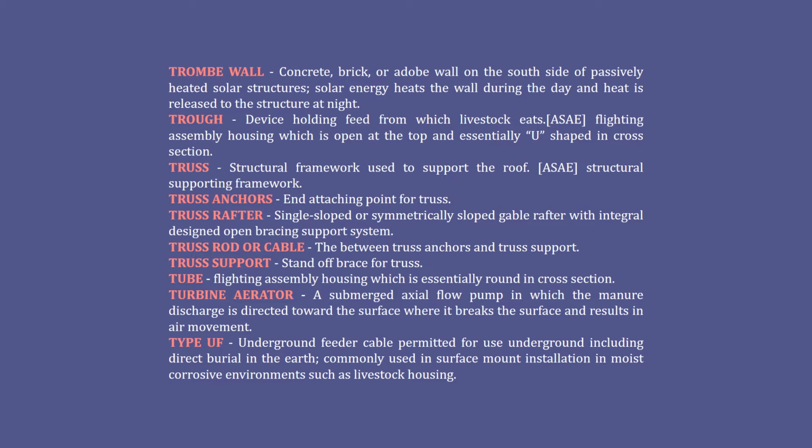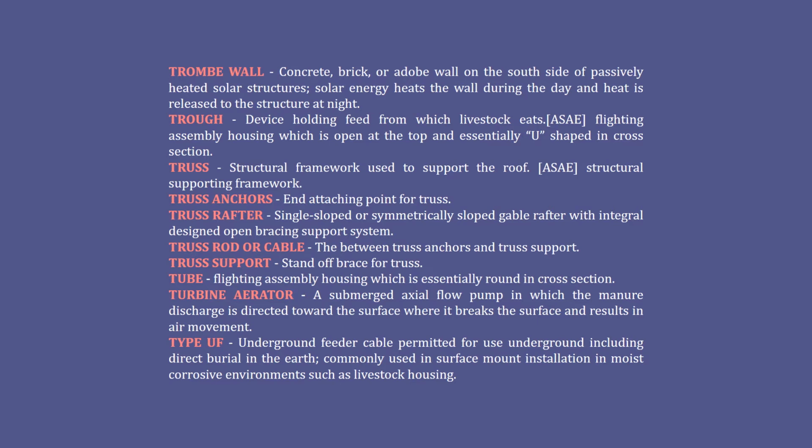Trough: device holding feed from which livestock eats. Also, flighting assembly housing which is open at the top and essentially U-shaped in cross-section. Truss: structural framework used to support the roof. Truss anchors: end attaching point for truss. Truss rafter: single sloped or symmetrically sloped gable rafter with integral designed open bracing support system. Truss rod or cable: the tie between truss anchors and truss support. Truss support: stand-off brace for truss. Tube: flighting assembly housing which is essentially round in cross-section.